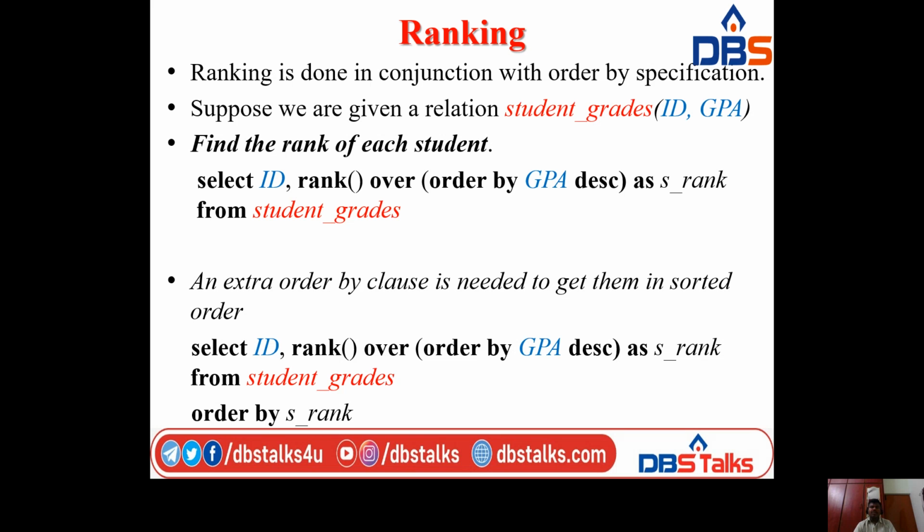Suppose we are given a relation student grades with ID as well as GPA. Find the rank of each student. This is the query we are using to find the rank of every student. Select ID, rank over order by GPA in descending order. The ranks are displayed in descending order, that means 1, 2, 3 and so on, as S rank from student grades.